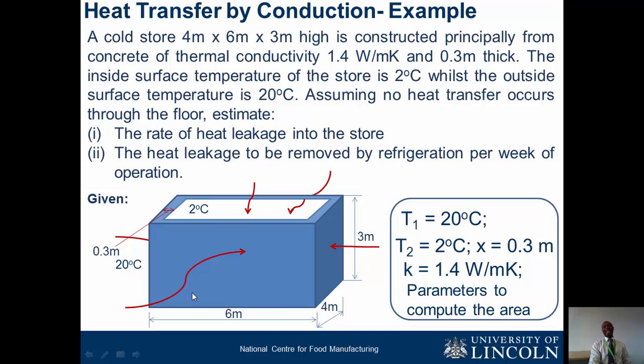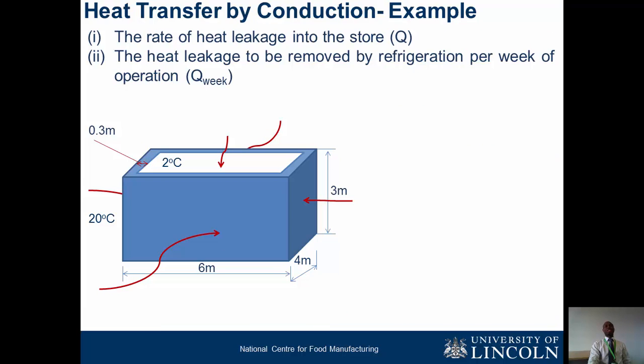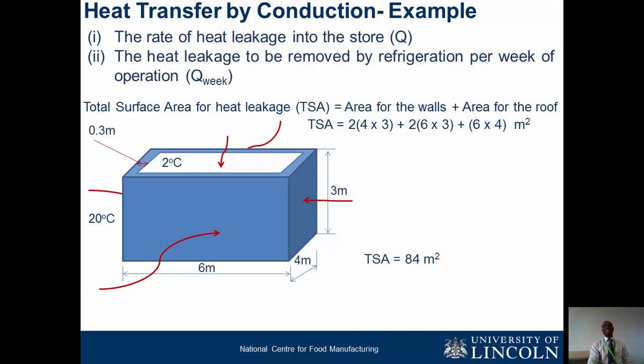So we know our K. We can know our A. We know our change in temperature. We want to find Q. So the equation that is required here is simply Q equals K A times the change in temperature, over X.